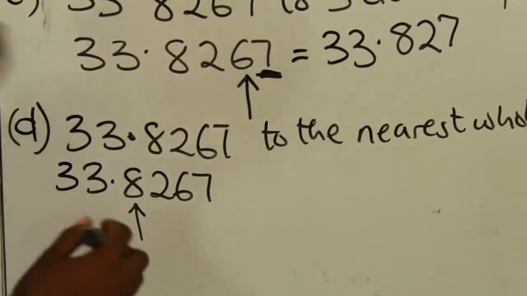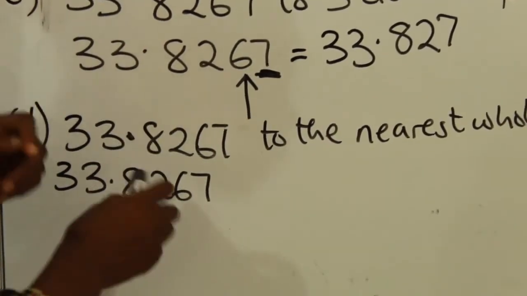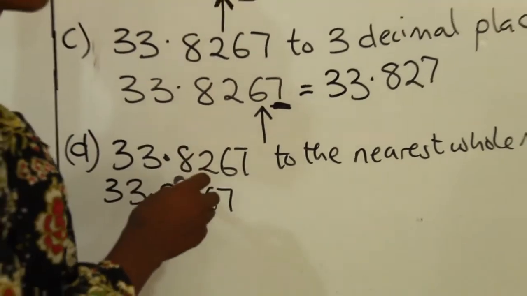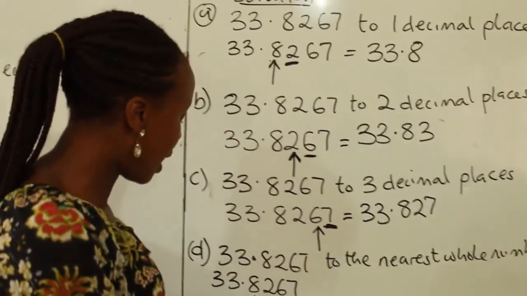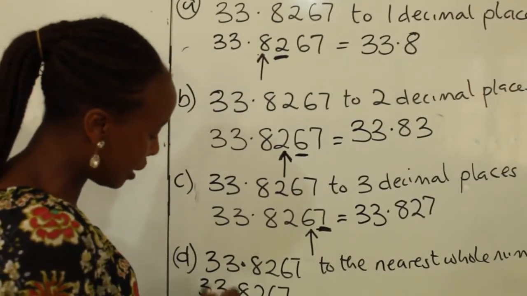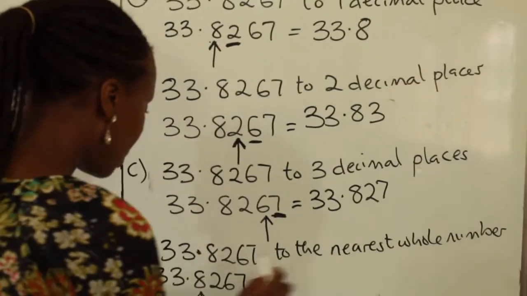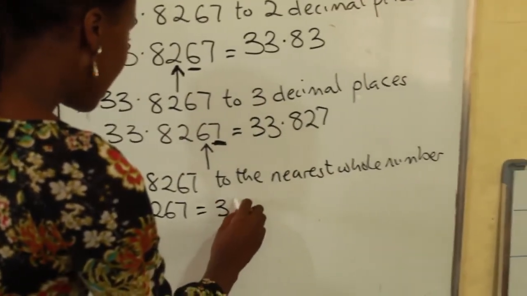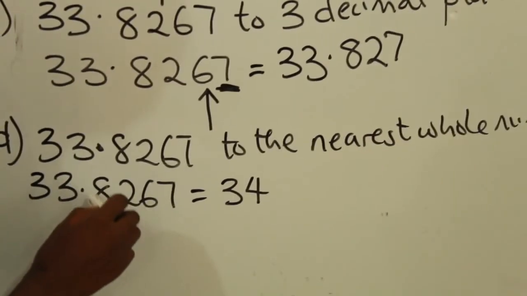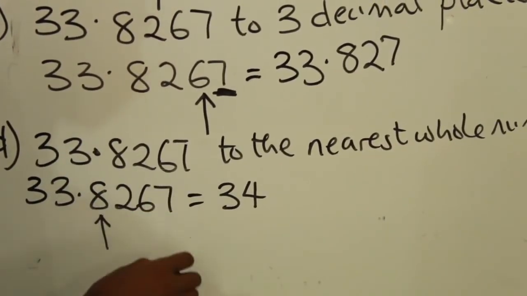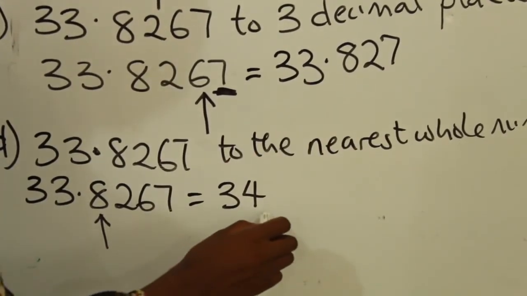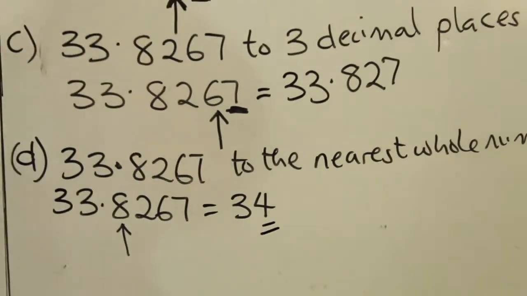And like I said earlier, 8 is greater than 5, so we round 8 up. Rounding 8 up means we add 1 to our 3. And if we add 1 to 3, it will become 34. 33.8267 to the nearest whole number equals 34. That is our answer.